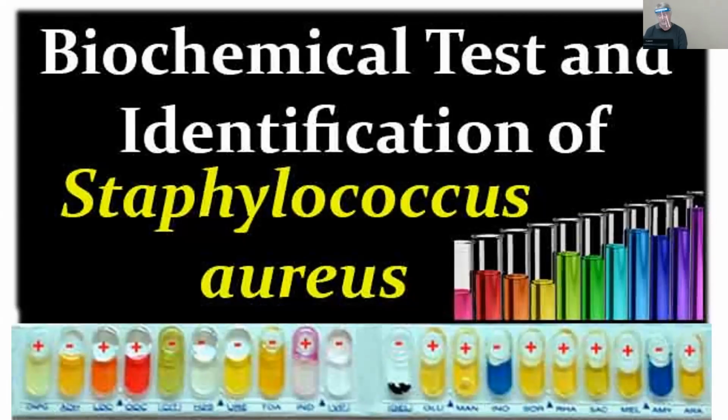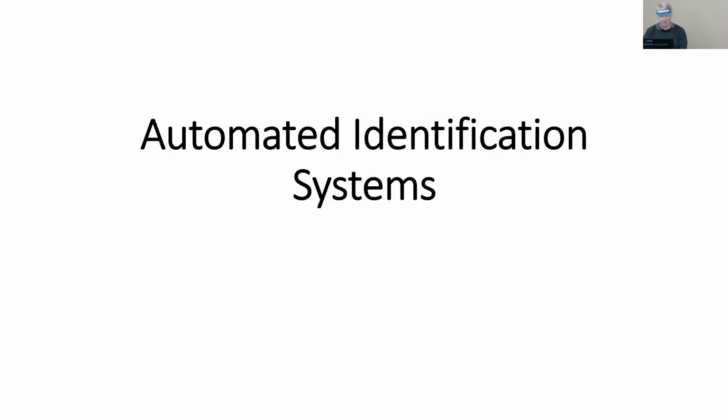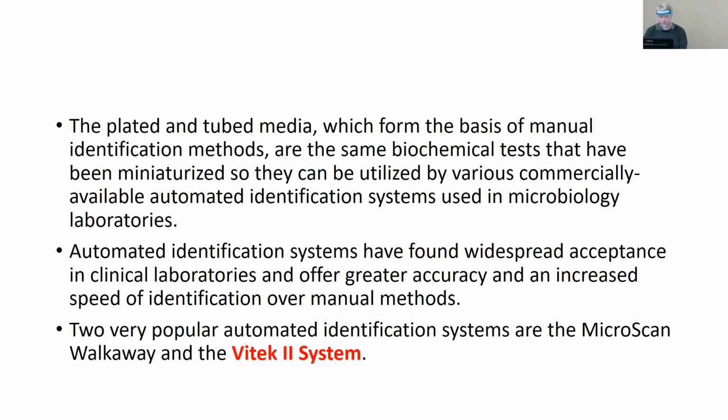But just keep in mind, if you know the major ones, the ones we focus on, you should be able to figure it out, hopefully, but you might be tripped up if you see that, because we were moving toward the automated system. The Vitek and the Microscan both have walk-away systems. So the plated and tube media, which form the basis of the manual ID, are some of the same biochemical tests, we just said this, right, that have been miniaturized so they can be utilized on the system.